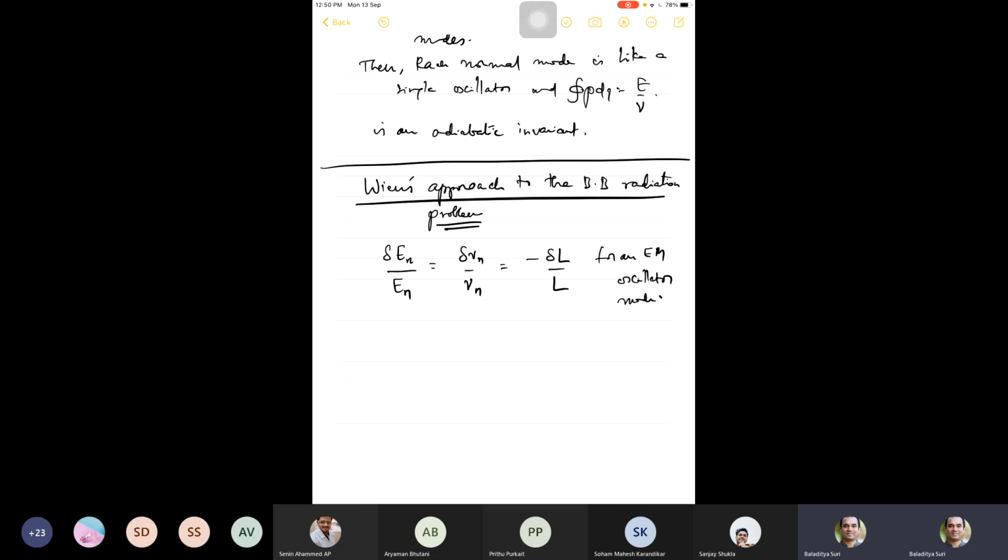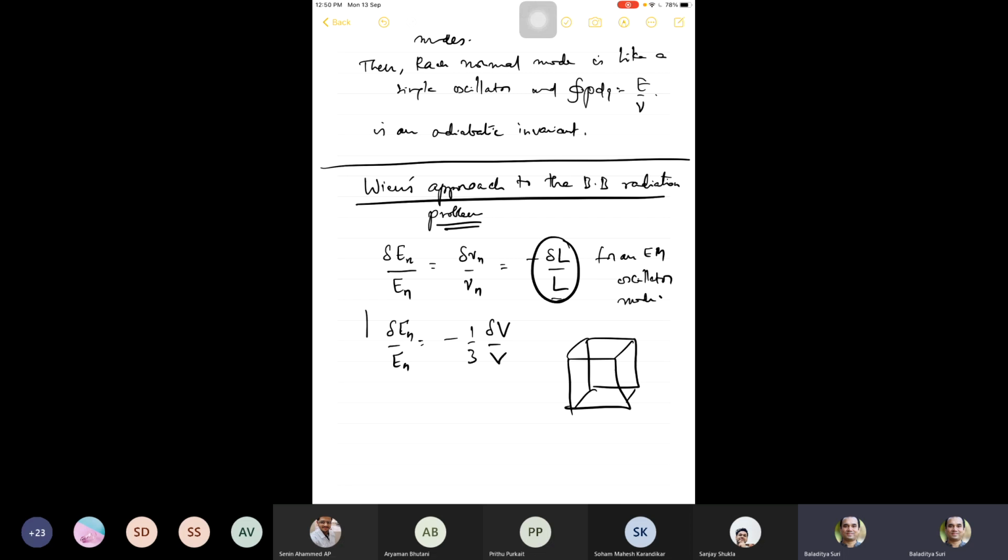it's not very hard to see. If you consider a cubical volume, and let us say you are changing the volume adiabatically, this is like changing the length of the oscillator, but in 3 directions, then delta En by En should be equal to minus 1 by 3 delta L by L. This delta L by L can actually be written as delta V by V, because V is L cubed. So you get delta V by V will be 3 times delta L by L. Therefore, delta L by L is 1/3 of delta V by V.